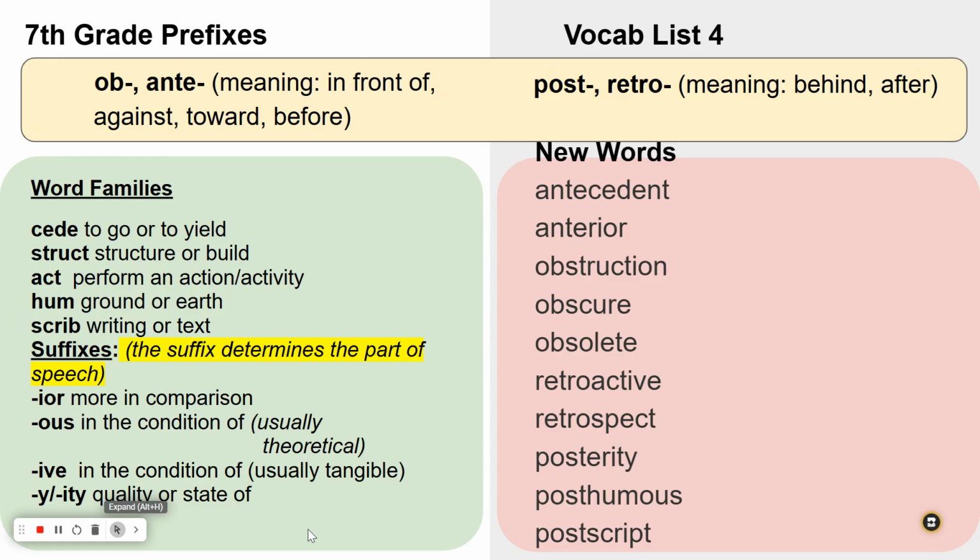If you are a Spanish speaker or if you are learning Spanish, the word ante or antes de means before. So we have some connections there. These are called cognates. So if you speak Spanish or you're learning Spanish, remember that ante means in front of or before.